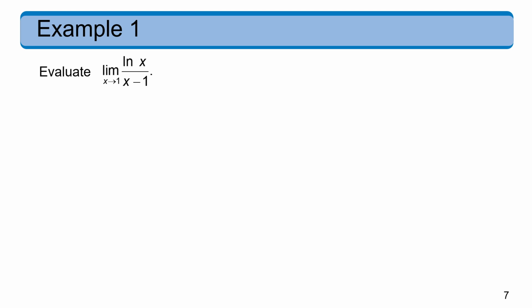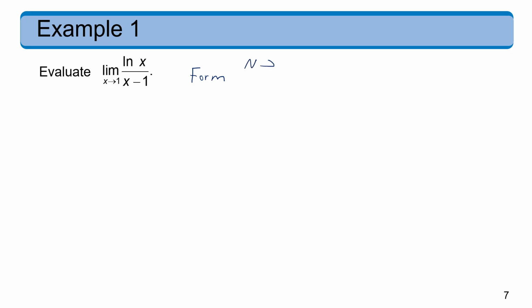We're asked to evaluate a limit in this example. We always try direct substitution first, and notice that will result in 0 in the denominator. So we can't use direct substitution. So let's think about what we've been calling the form.